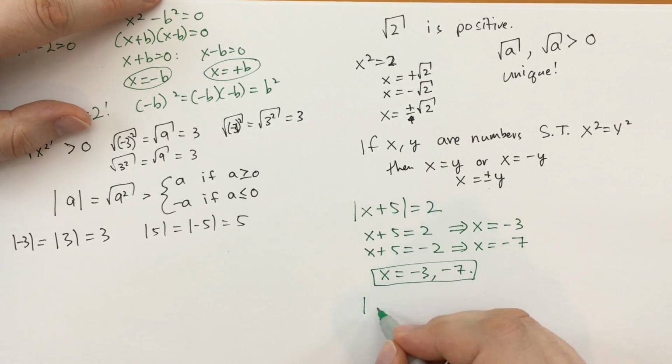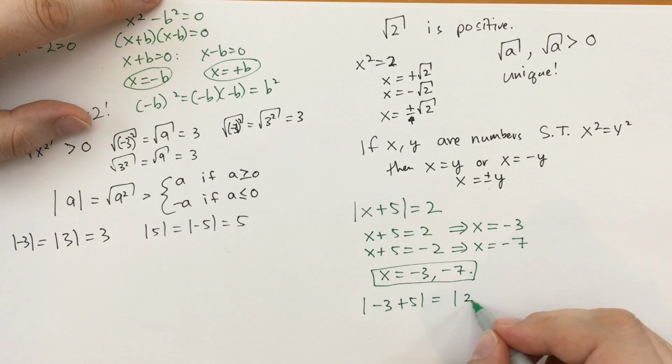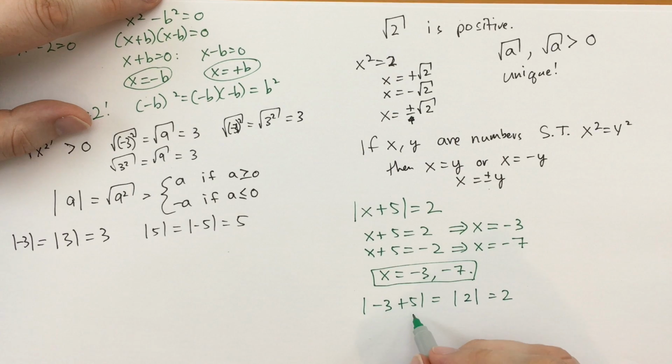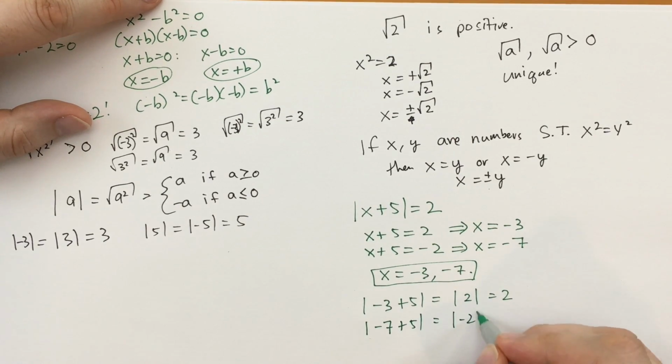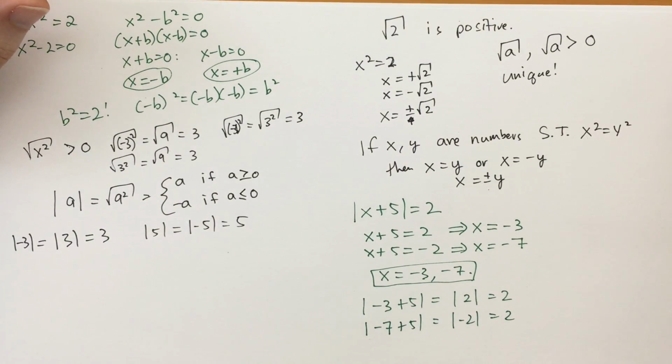Let's plug it in. So we have the absolute value of minus 3 plus 5, which is the absolute value of 2, which is just 2. And then we have minus 7, the absolute value of minus 7 plus 5. That's going to be the absolute value of minus 2, which is also equal to 2. So that checks out. Both solutions work. All right.